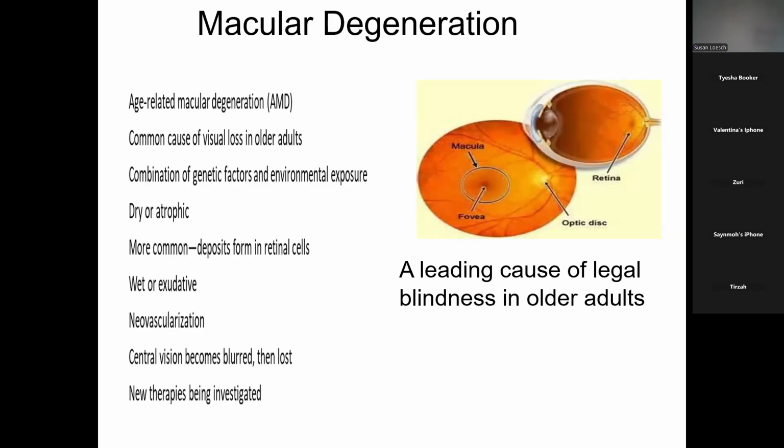There are two types, dry and wet. In either type, the nutrients are not able to get from the choroid to the retina. So again, the retina is not getting nutrients. Central vision with high acuity first becomes blurred and then is lost. There's no treatment to reverse it. Depth perception is also affected, but not your peripheral vision.